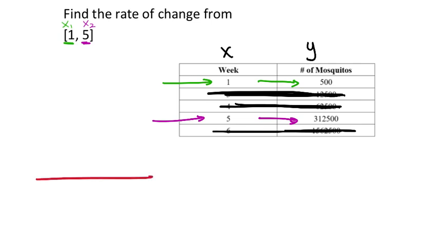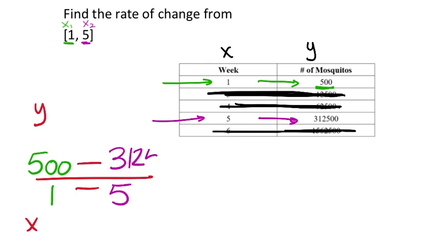So with my slope formula, I'll start with my first X value, that's 1. And X is always going on the bottom, Y is always going on the top. Its corresponding Y value is 500 right here, so I'm going to put in 500 as my Y value. That's the ordered pair 1, 500 in the slope formula. But then we have the X value that's 5, so that's got to go on the bottom, and the 312,500 is going to go on the top.